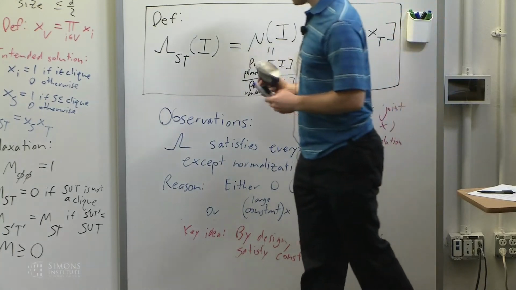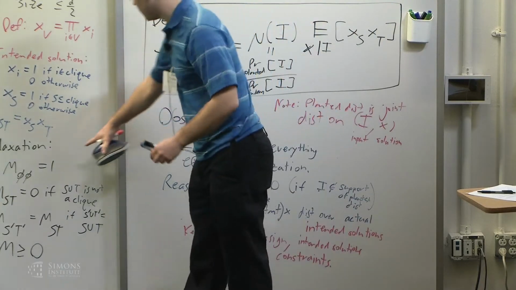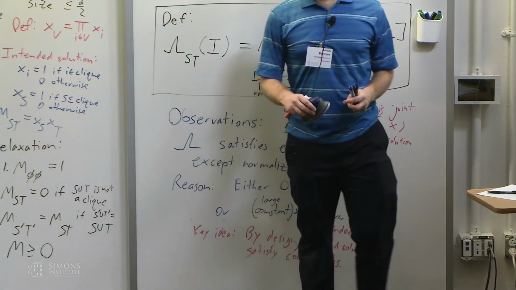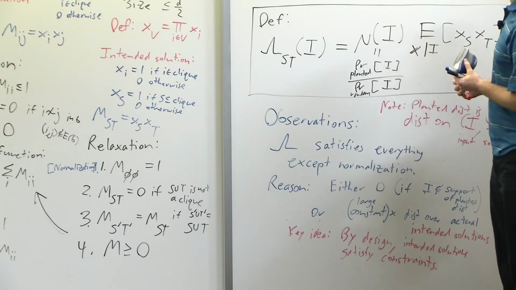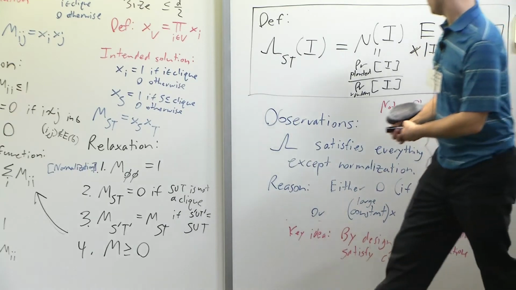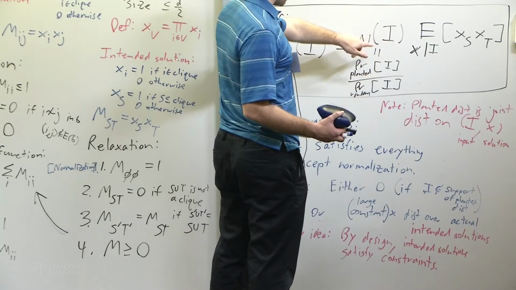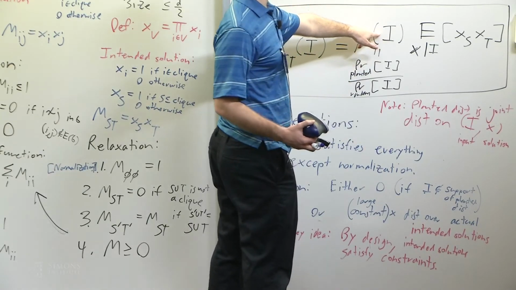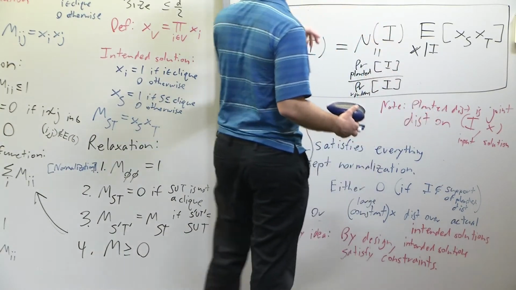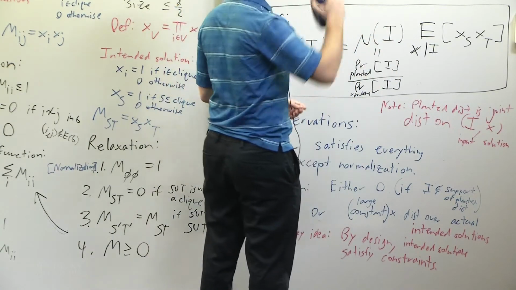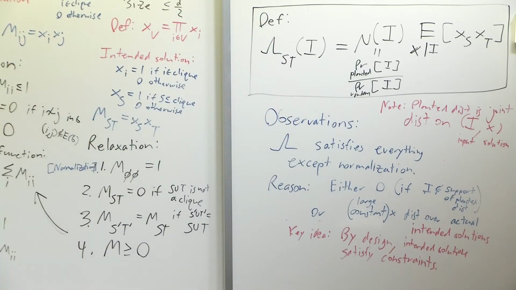So it automatically pointwise satisfies all the constraints except normalization. However, the problem is that this function here fails normalization badly. In particular, this relative density mu I is almost always 0. And then on graphs which are part of the planted distribution, it's exponentially large. So it's badly behaved. So what can we do?